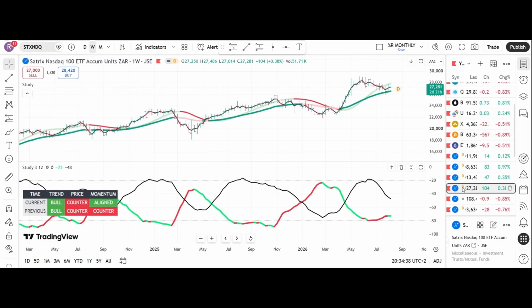Nasdaq, a bit of a similar picture, even though on the table the picture is a bit mixed. Still in this bullish trend, but there's a counter trend in price, while momentum is still aligned. We also see that Nasdaq has had a sharp decline in momentum lately, with a bit of an uptick this week.